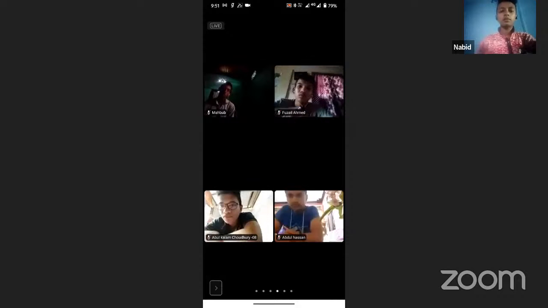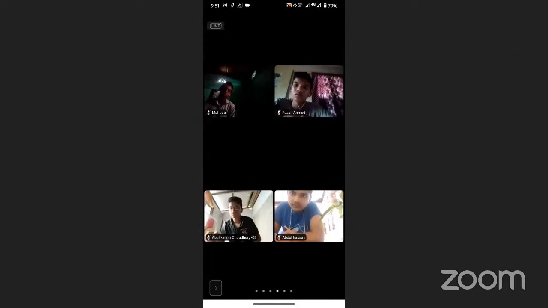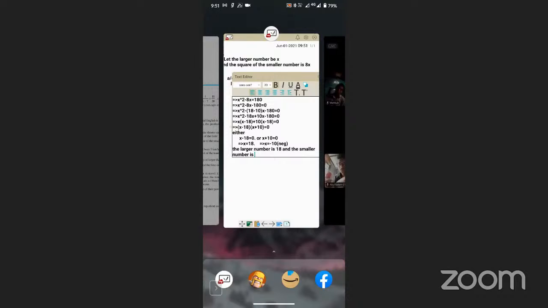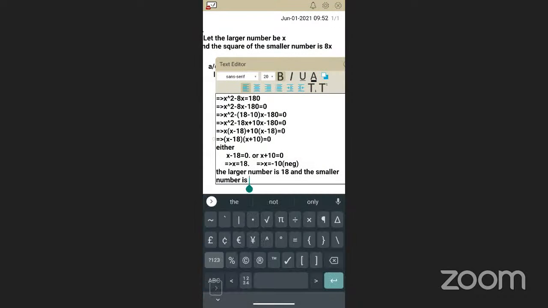Because they say square of the smaller number. Now I need the smaller number, not the square, isn't it? So what I will do, that particular square, I will take it as root, and 8x is there, isn't it right? So I have to write the smaller number as root of 8x. How to write this one, I don't know. Let somebody please help. This is root, I think. Take this one as root of 8x.